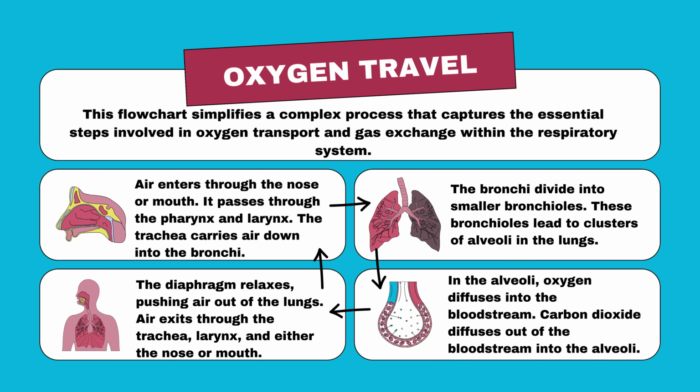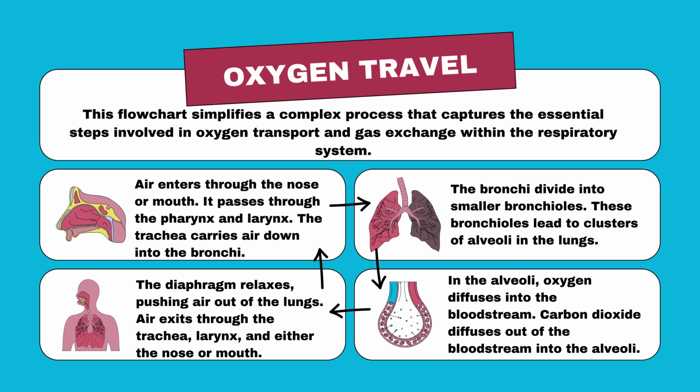This flowchart simplifies a complex process that captures the essential steps involved in oxygen transport and gas exchange within the respiratory system. Air enters through the nose or mouth. It passes through the pharynx and larynx. The trachea carries air down into the bronchi. The bronchi divide into smaller bronchioles. These bronchioles lead to clusters of alveoli in the lungs.